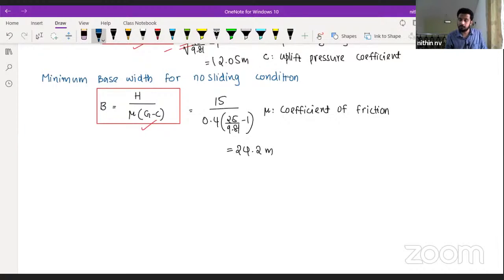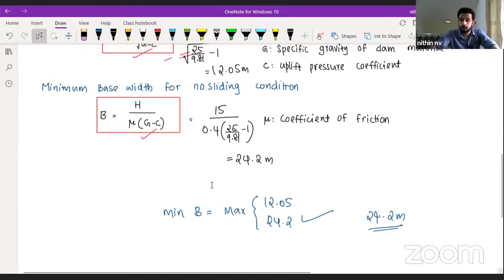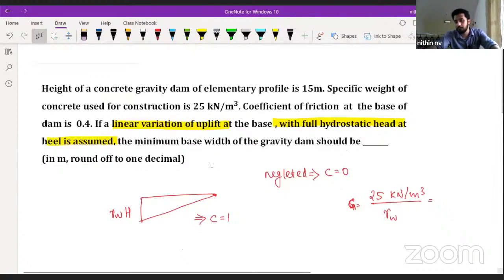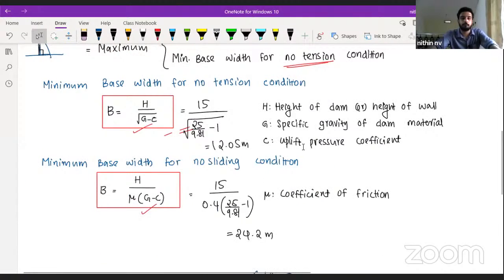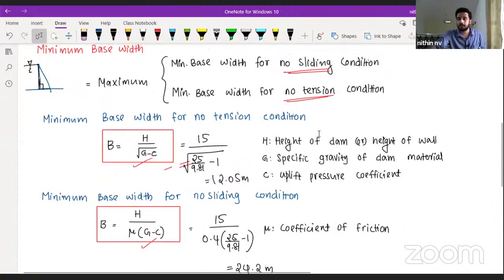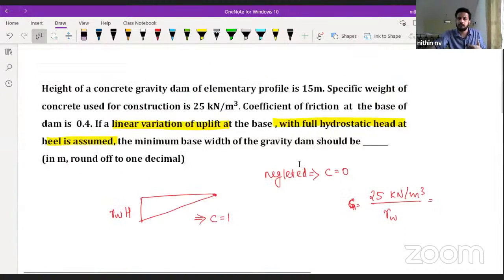Now what will be our minimum base width? The minimum base width will be equal to the maximum of these two values, 12.05 and 24.2. That is nothing but 24.2 meter. As simple as that. Understood? What they asked, round off to 1 decimal. Okay, then you can put 24.2. Only thing is, properly have to check the C value. If they are giving uplift is neglected, or if they are giving negligible uplift, something like that, take it as 0. Is it clear, guys?